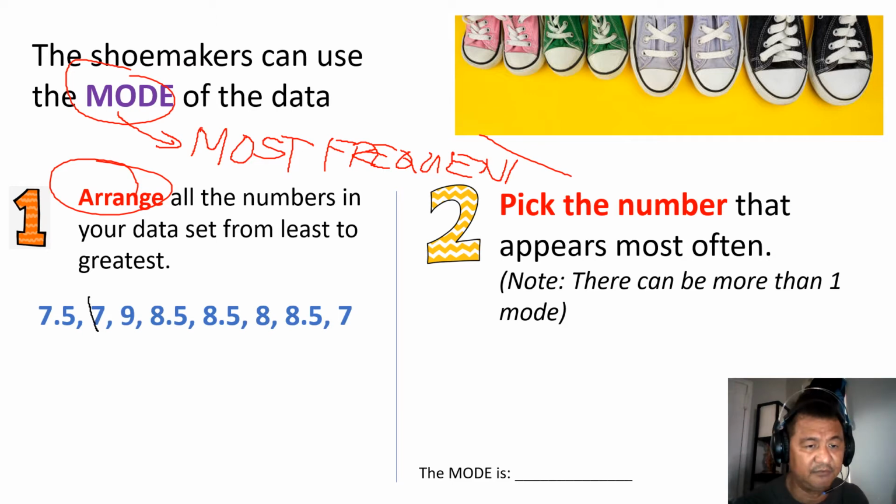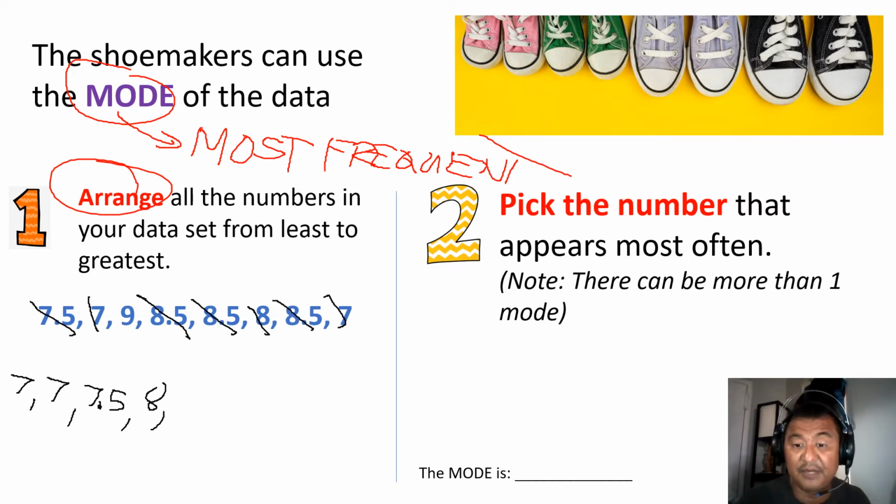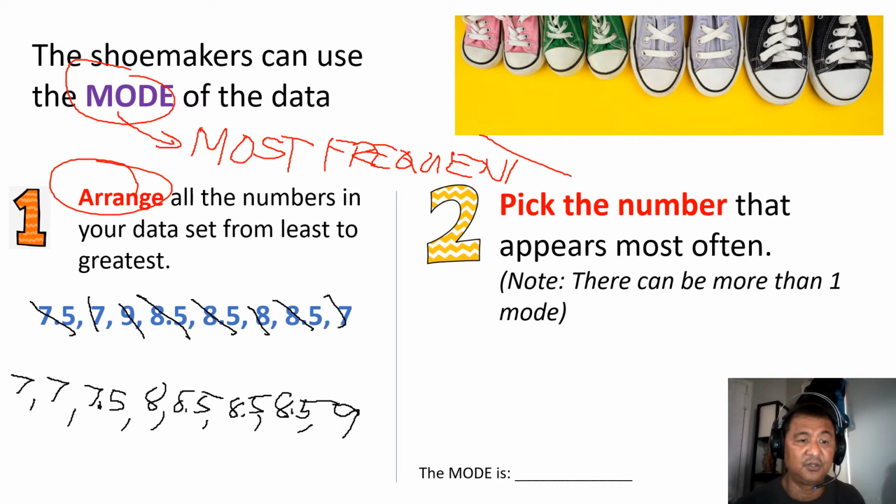So let's start with the 7 and the 7. They're the smallest. 7, another 7. And then there's a 7.5, 7.5. What else? The next higher one is 8. Let's put an 8. The next higher one is 8.5, 8.5, 8.5. Write all of them. And what else? The biggest one is a 9. Now everything is in sequence from least to greatest. If you do the opposite, that's also okay. Next, pick the number that appears most often.